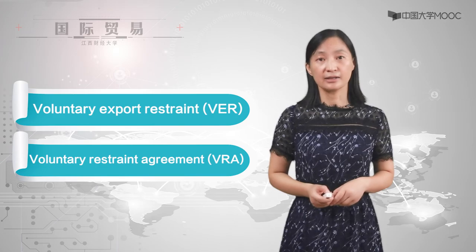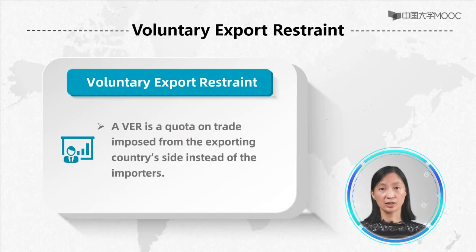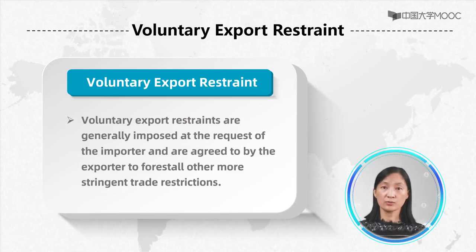A variant of the import quota is the voluntary export restraint, VER, also known as a voluntary restraint agreement, VRA. A VER is a quota on trade imposed from the exporting country's side instead of the importer's. The most famous example is the limitation on auto exports to the United States enforced by Japan after 1981. Voluntary export restraints are generally imposed at the request of the importer and are agreed to by the exporter to forestall other more stringent trade restrictions.